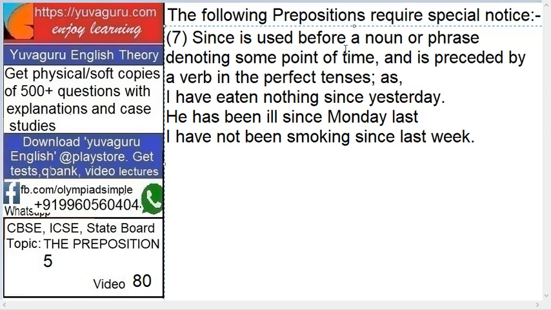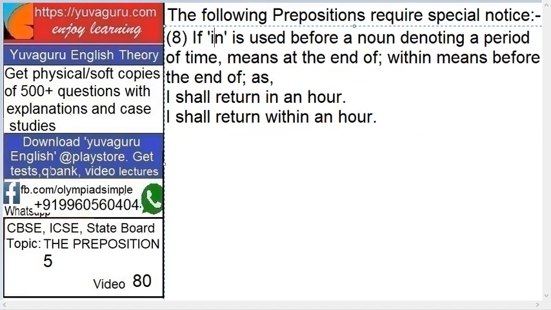Since means some point of time. I have not been smoking since last week. So I am talking of some point of time, right? And since is preceded by a verb with a perfect tense. This is preceded by nothing, then ill, smoking, right?